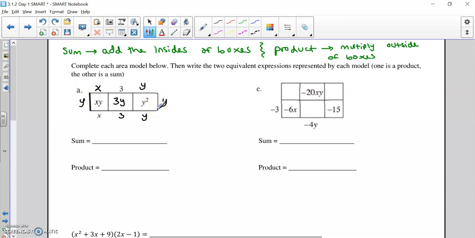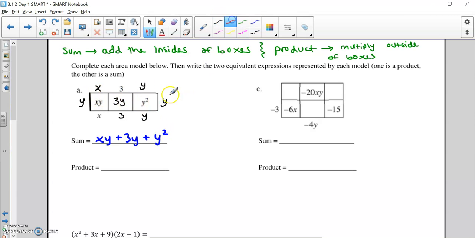It's because we're working with rectangles. So now we can get the sum and the product. Remember, the sum is everything inside added up. So it's going to be xy plus 3y plus y squared. We just added everything in the boxes.